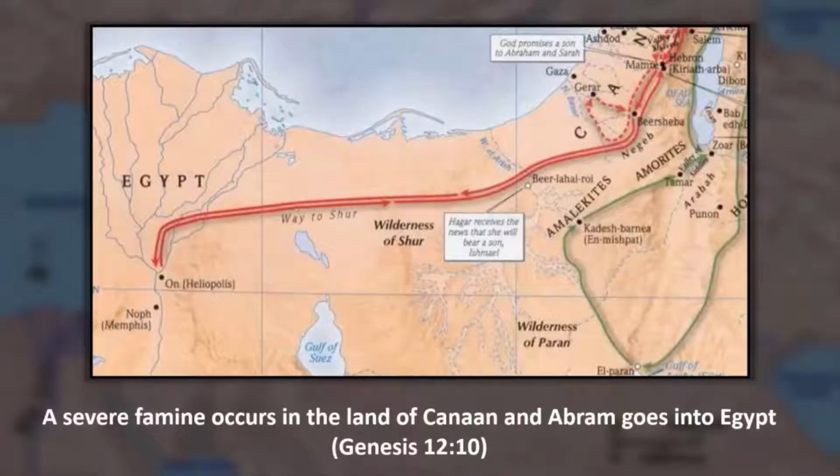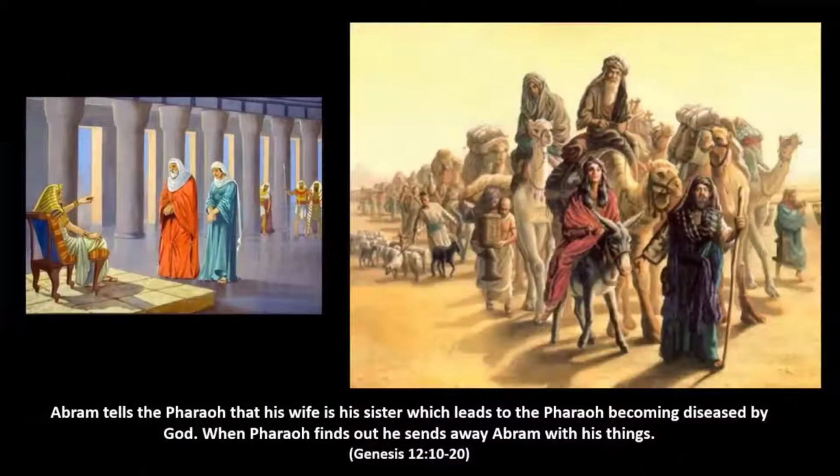Then there's a severe famine that occurs in the land of Canaan, and then Abraham goes into Egypt. We read about this in Genesis 12:10. And so now from Negev, you can see Abraham make his way with Lot across the wilderness of Shur, all the way over to Egypt. Abram tells the Pharaoh that his wife is a sister, which leads to the Pharaoh becoming diseased by God.